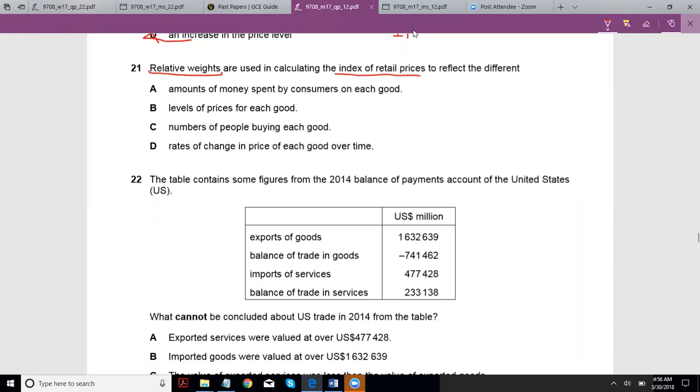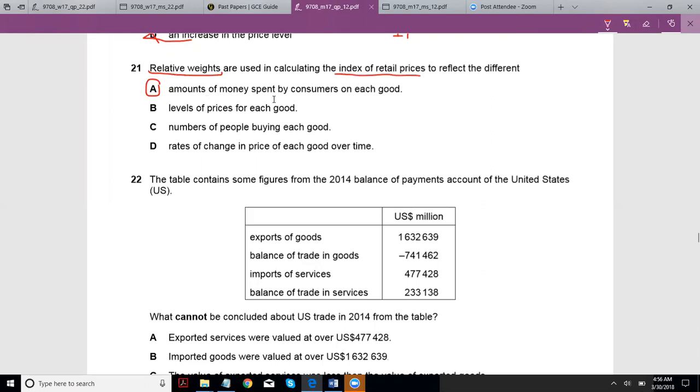So to take this aspect into account, they introduced relative weights, where the greater the proportion of total expenditure by your average household on a good, the greater the relative weight attached to the good. So this is done to reflect the different amounts of money spent by consumers on each good. Yeah, basically in a nutshell.